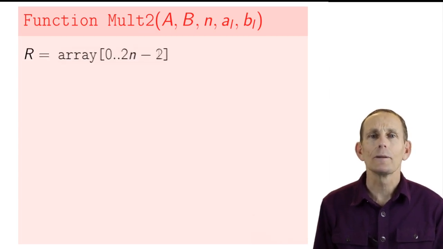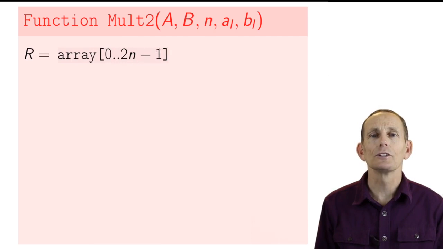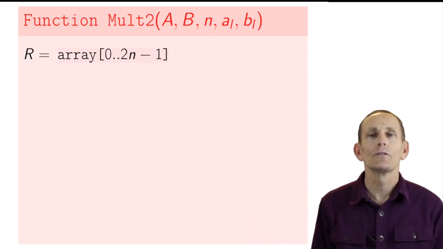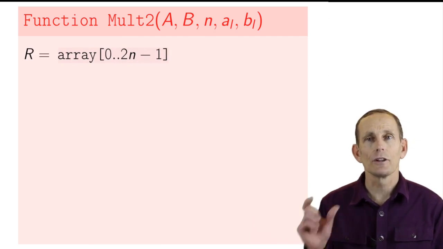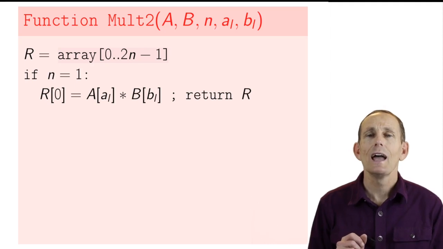Let's look at the actual code for it. So we're going to compute a resulting array from 0 to 2n minus 2. So those are all the result coefficients. And our base case is that if n is of size 1, we're going to multiply together A at a_l times B at b_l.